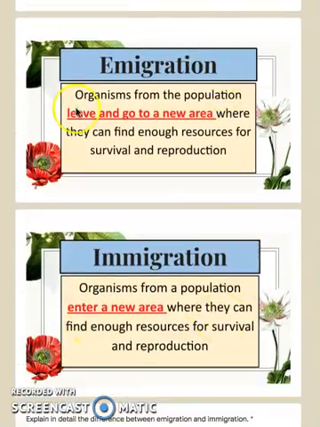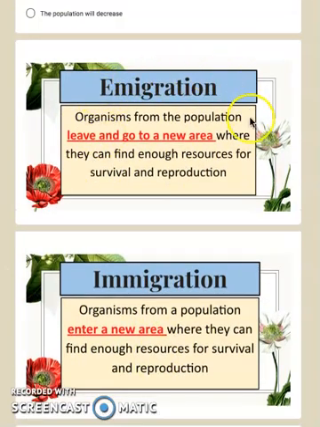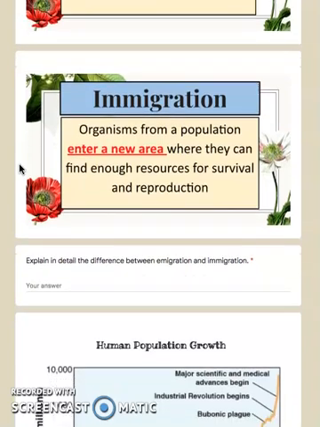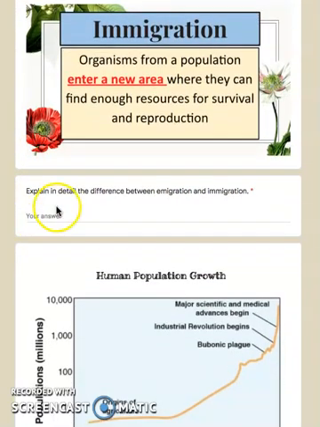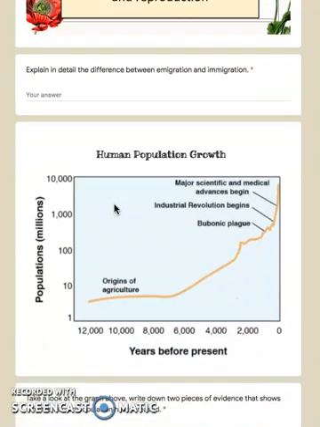Again, here are the two definitions. Emigration means that organisms from a population leave and go to a new area. And immigration means that organisms enter a new area where they can find enough resources for survival and reproduction. So explain in detail the difference between emigration and immigration.